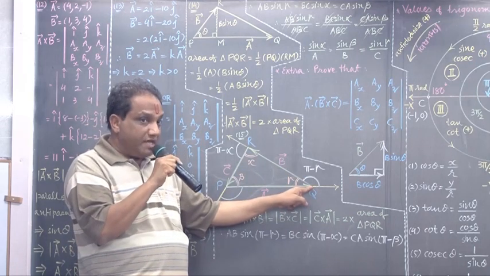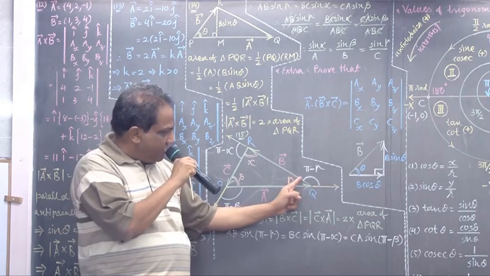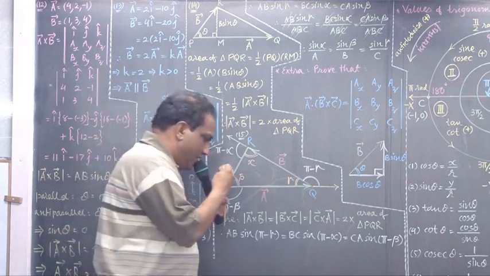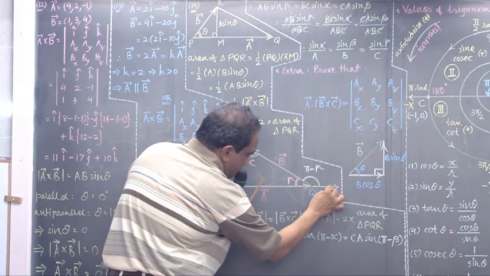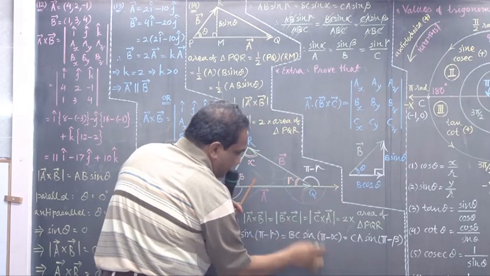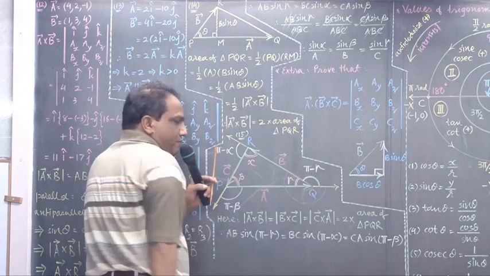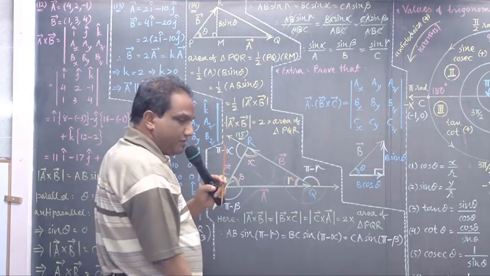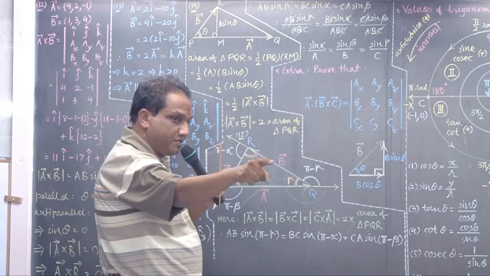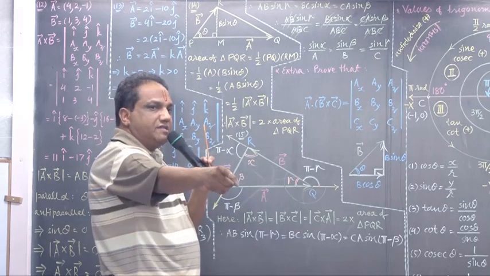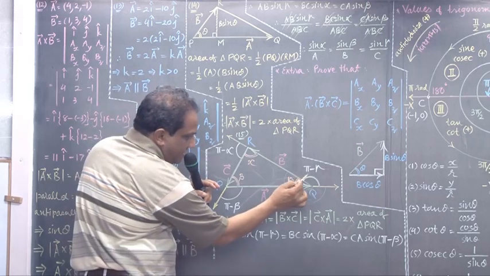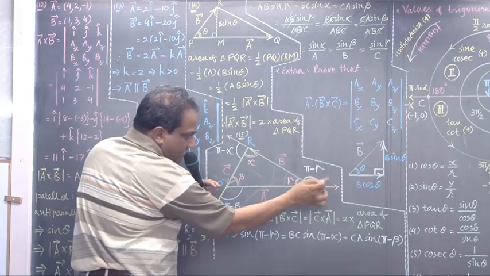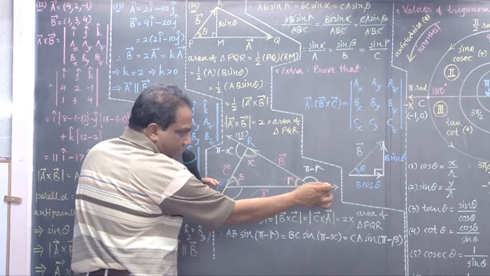Still there are two angles between them, one inner and one outer. Outer is this. But the inner angle is always smaller. That is to be taken as the angle between two vectors. So this inner angle is the angle between vector A and vector B.